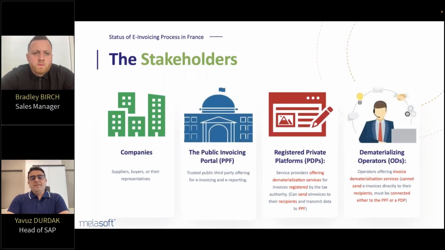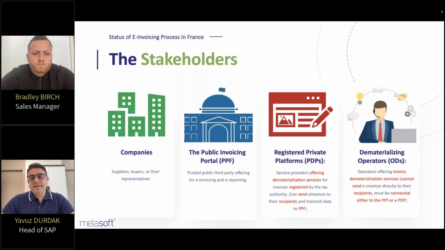In this slide, you can see the main stakeholders that are involved in the e-invoicing process in France. These stakeholders are important because we will refer to these definitions during the presentation. We have companies, we have the public invoicing portal, we have registered private platforms, PDPs, and also we have dematerializing operators, the ODs. The companies correspond to the company suppliers, buyers, or their legal representatives. And the public invoicing portal, PPF, is the third-party public offering for the e-invoicing and e-reporting process. So this is the main portal that will be used for e-invoicing and e-reporting.